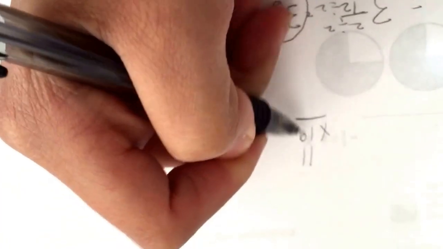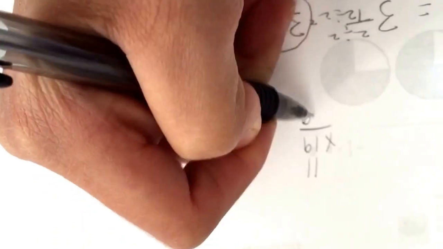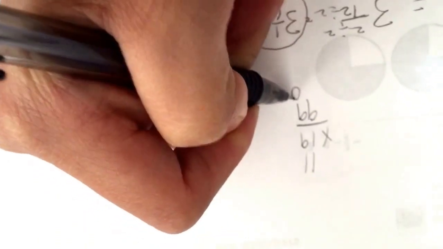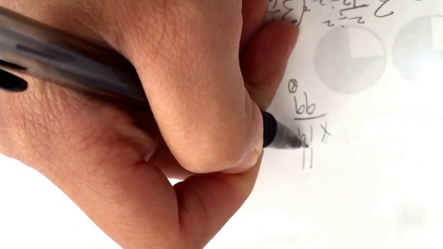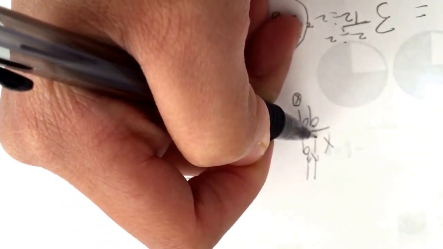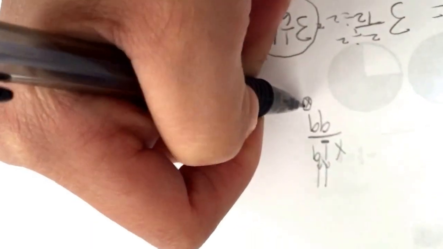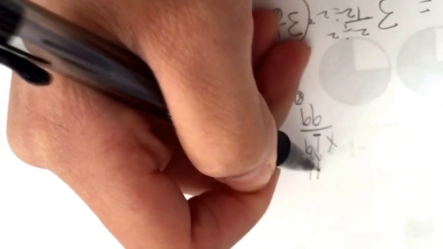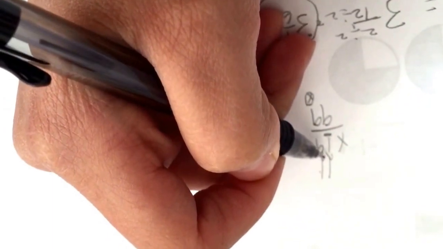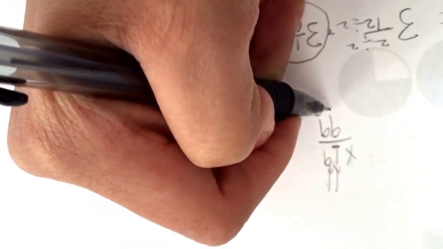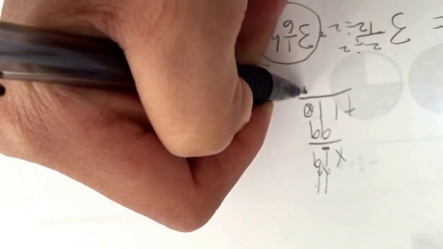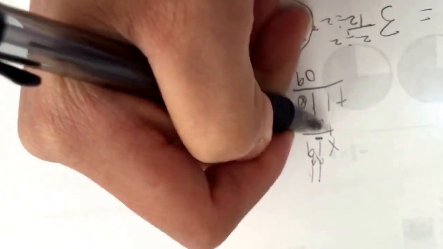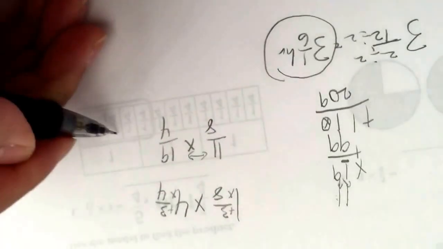11 times 19. 9 times 1 is going to be 9. 9 times 1 is still 9. Don't forget your placeholder 0. So you take the first number and you multiply it by both factors. Now you're going to take the second number, don't forget your placeholder 0, and multiply it by both factors. They're not really factors, but 1 times 1 is 1. 1 times 1 is 1. 9, 10, 209.